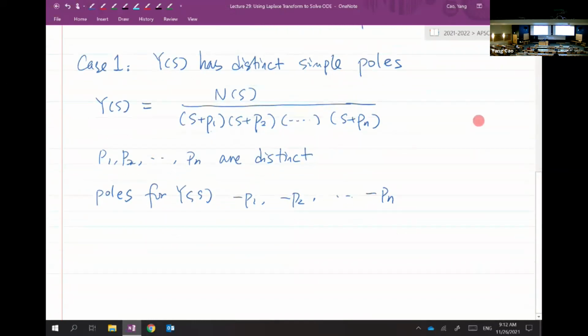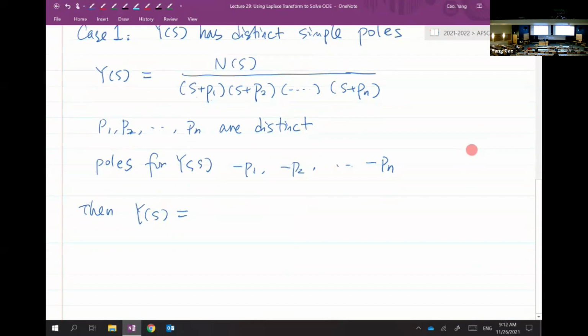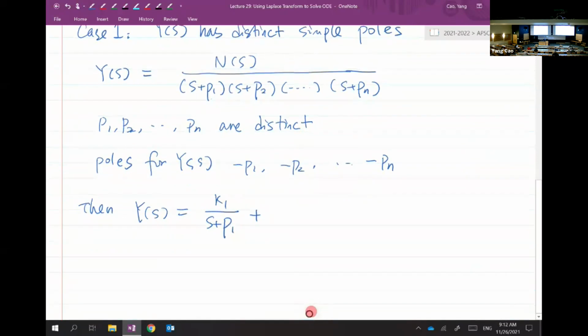So if Y of s could be written in this format, then I can rewrite this Y of s into the so-called partial fraction expansion, basically into an addition of very simple fractions. Each fraction's denominator is actually one of the factors of the original fraction.